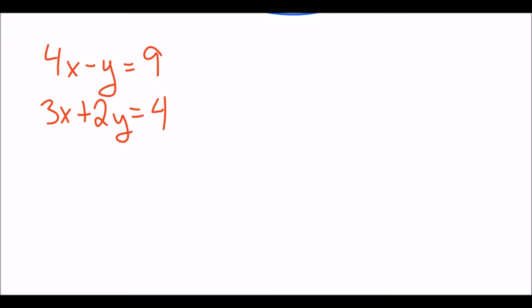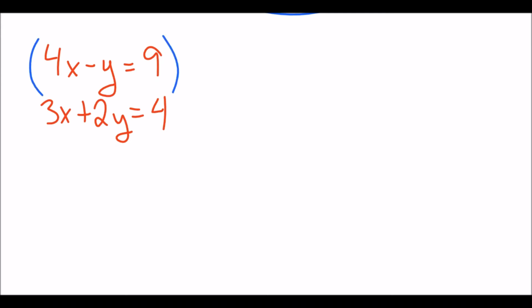I'm also going to look for multiples of each other. Multiples are just things that you can multiply by a number to get the same thing. So if I was looking for multiples of 2, the multiples of 2 would be 2, 4, 6, 8, on and on and on. When I'm looking at this, I noticed that I could easily multiply the first equation by 2 to get to -2y, which would then cancel with the other equation. So that's exactly what I'm going to do.